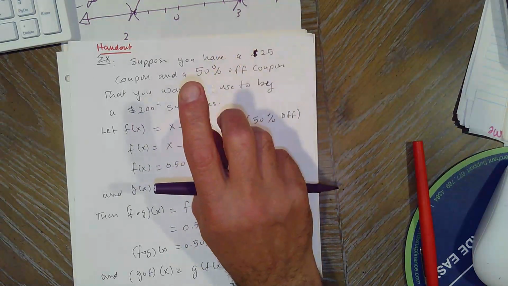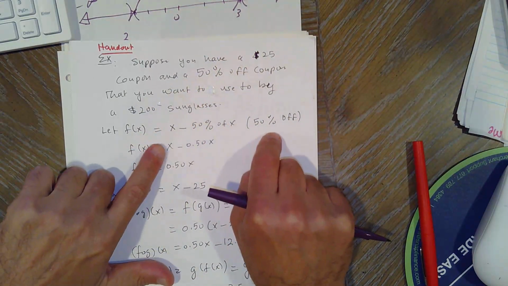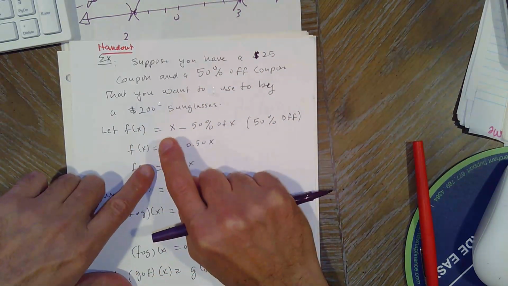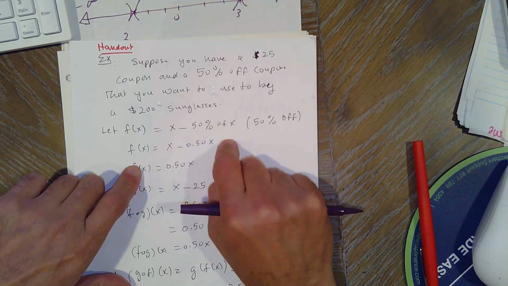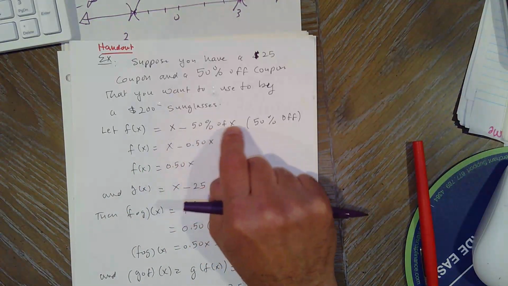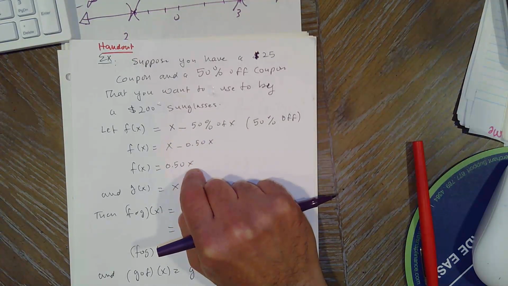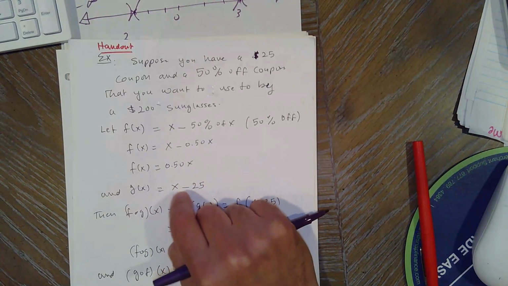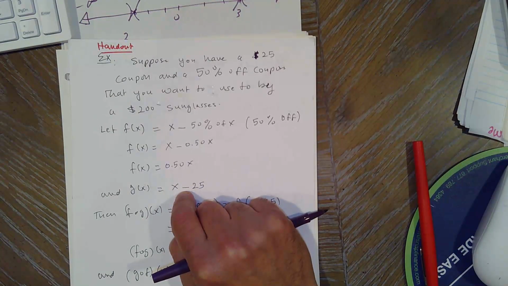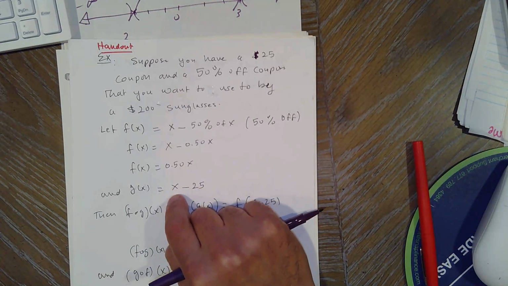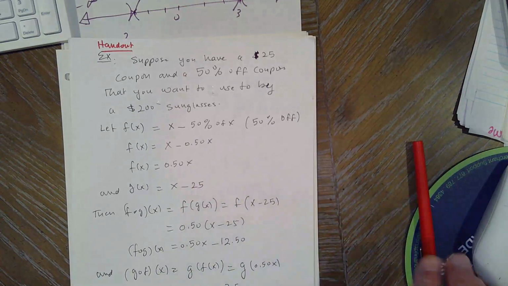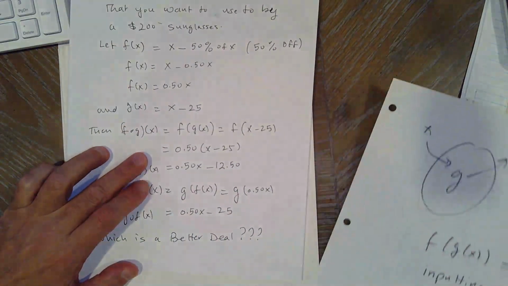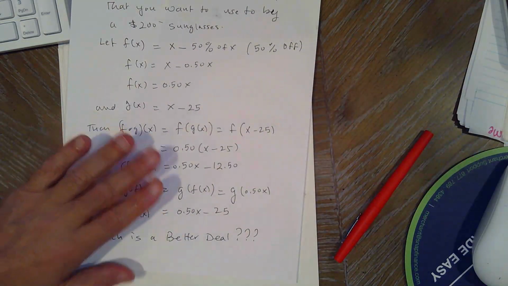That's the question. So if f of x is the 50% off, x is the original price, and you take 50% off, so you're paying 50% of x, which is $100. And then g of x is the $25 off, so it's x minus 25, or $200 minus 25, which is 175. Okay, so look what you do. Basically this is a general example.